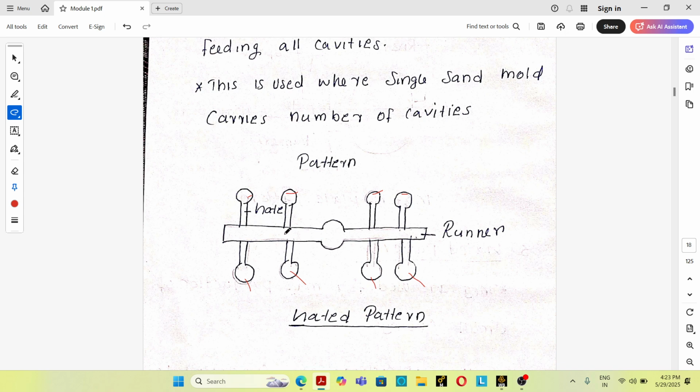See, there will be a common channel, known as the runner, through which the molten material is applied into the cavity. Okay, so that's the importance of gated patterns. Gated patterns are commonly used for mass production of small sized castings, and all the patterns are connected using gate forms to a common channel known as the runner. Through this common channel, the molten material is applied into these individual cavities. Okay.